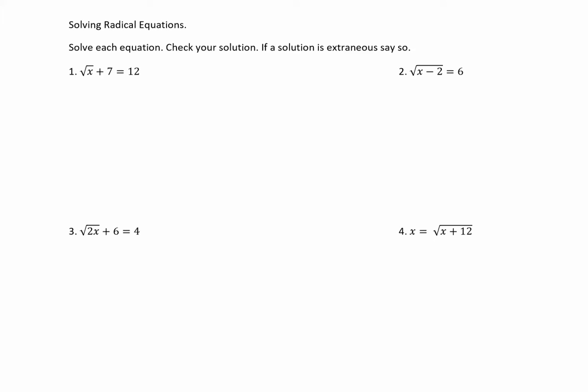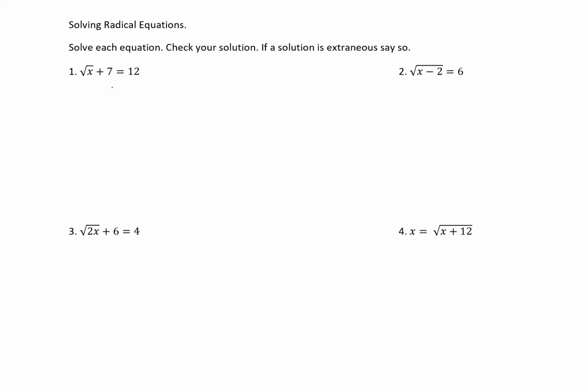All right, so what we have here are radical equations, equations with equal signs, which means we're going to solve for what x is. And you always need to check your solutions because we could have something called an extraneous solution, which is you'll get an answer for x, but when you plug it back in, it won't work. So you have to check to see, because we only want real solutions.